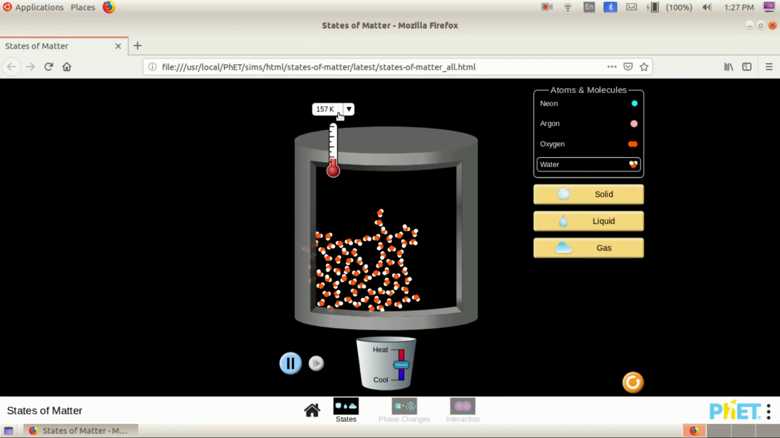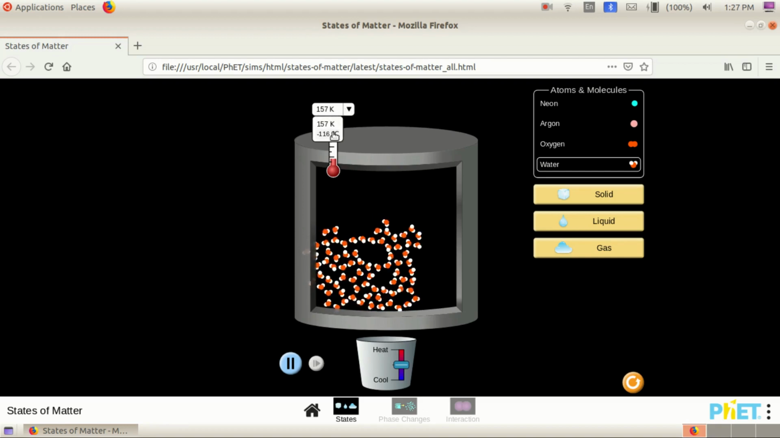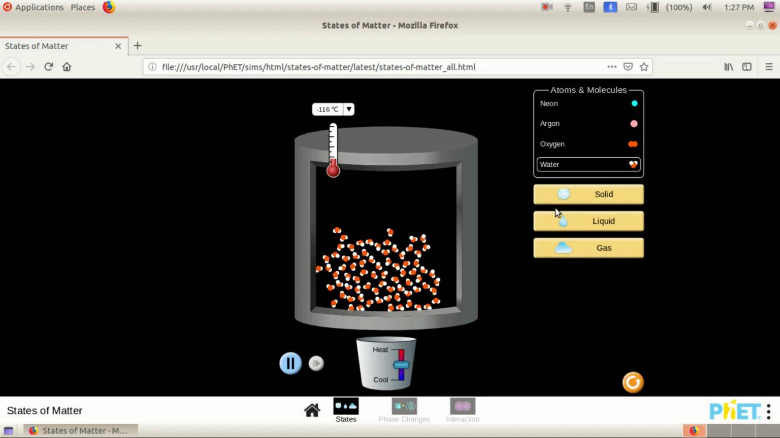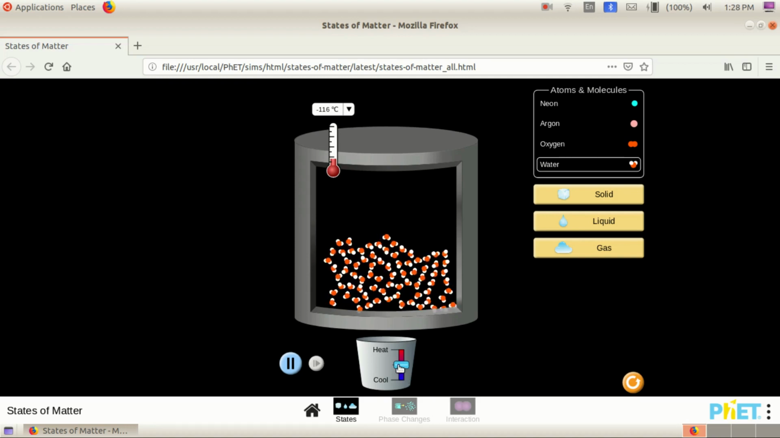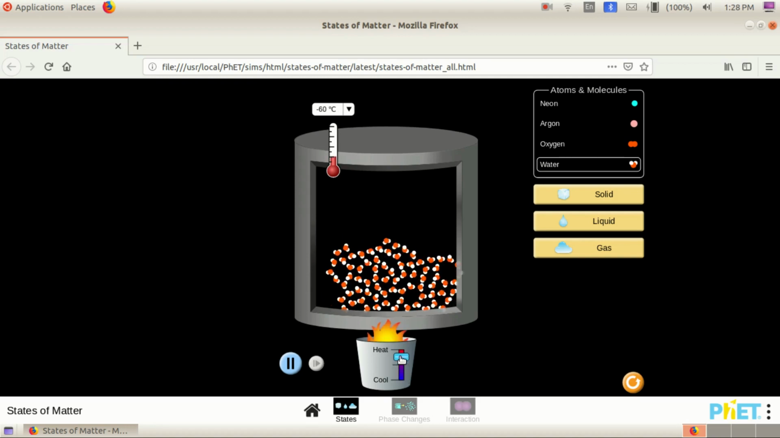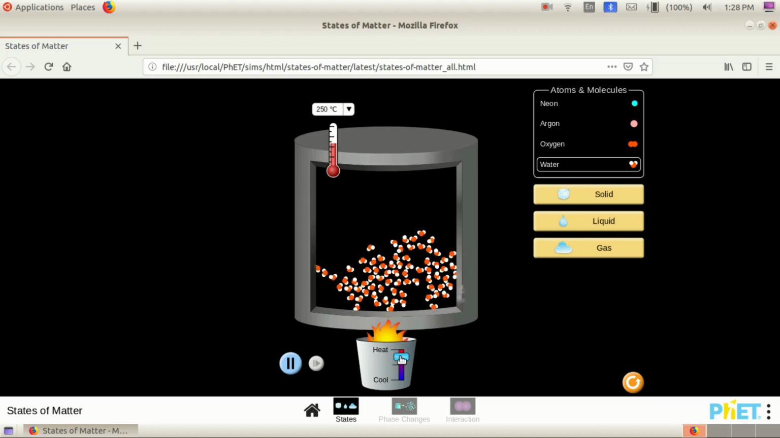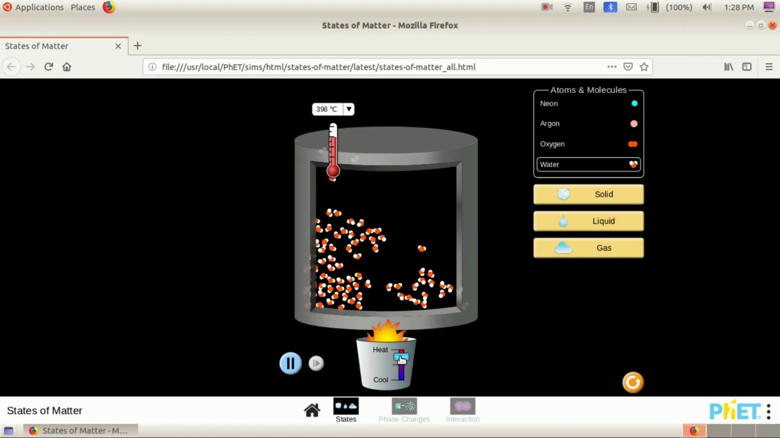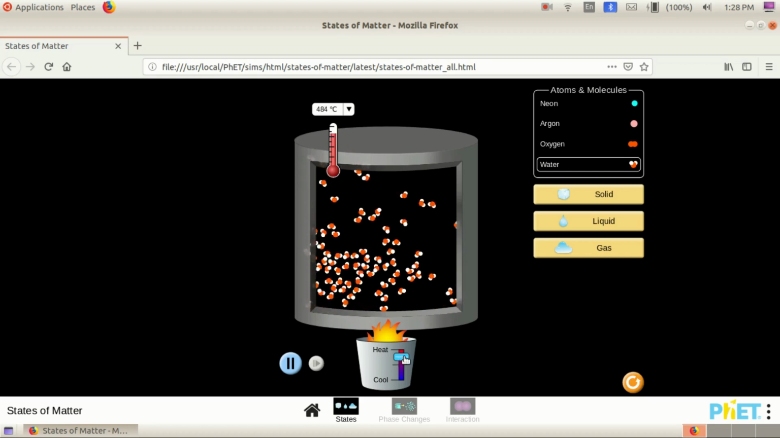Next, look here children. Heat is now 157 Kelvin. We can change it to degrees Celsius. Now it is minus 116 degrees Celsius. Now you can see in water. We can increase or decrease the heat through here. Let us increase the heat. Okay, now I am increasing the heat. Do you see what is happening when increasing the heat? Look here, the degrees Celsius increased up to 200.